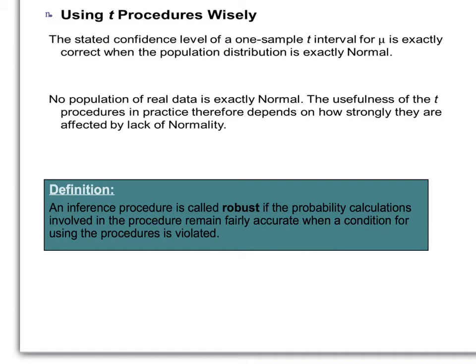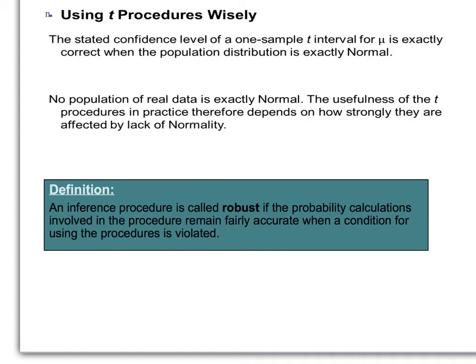Okay, we already know that our confidence level for a one sample t interval from mu is exactly correct when the population distribution is exactly normal. Unfortunately, it's very rare ever to get an exactly normal population distribution. It doesn't really happen often. So in real life, when we use our t procedures, how effective they are depends on how normal or non-normal our population data are. And this leads us to the definition of robust.